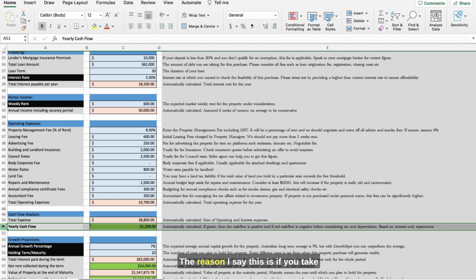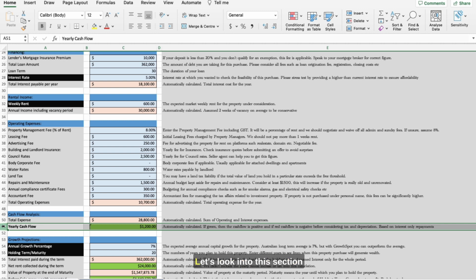The reason I say this is, if you take on loans that are heavily negatively geared, it may affect your ability to borrow again and restrict you from building a big enough portfolio. Also, please note that we haven't included the tax or depreciation here for simplicity.